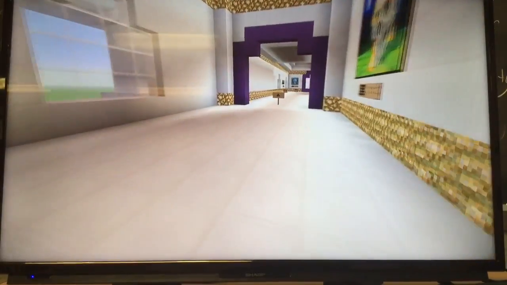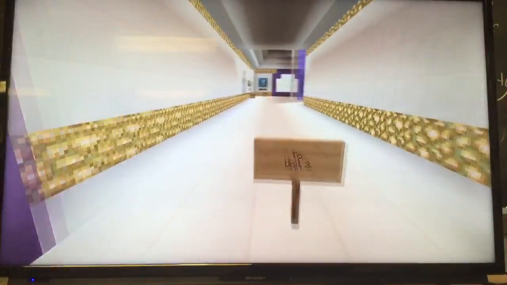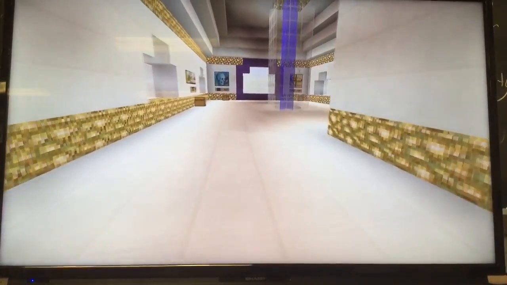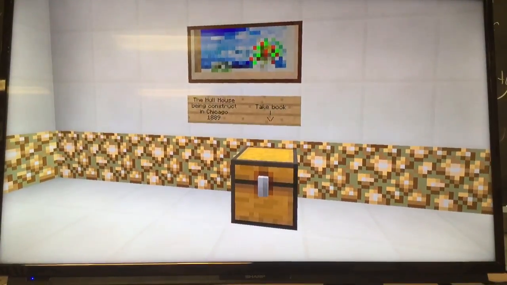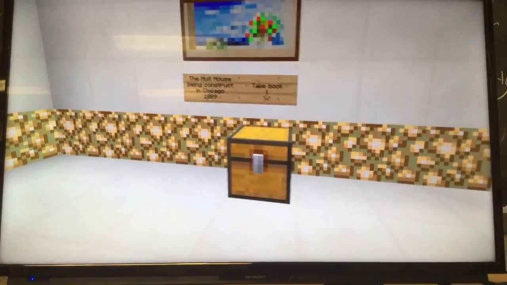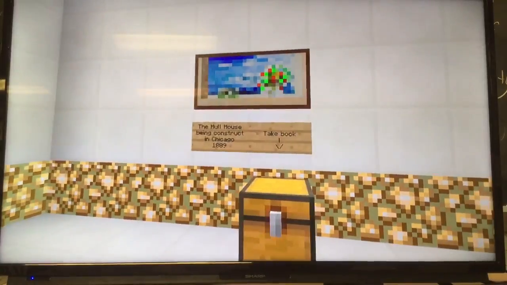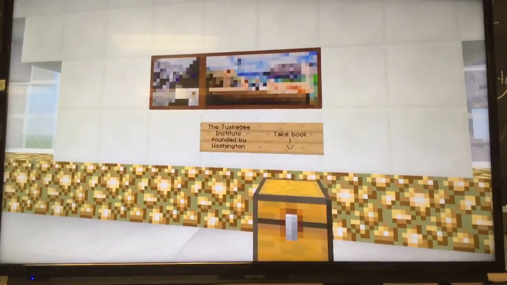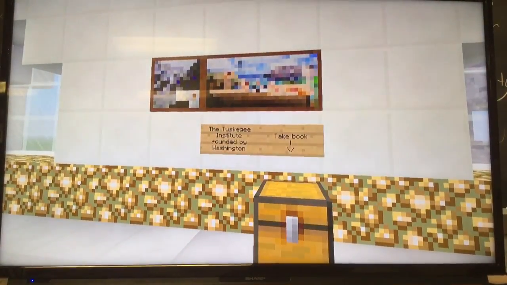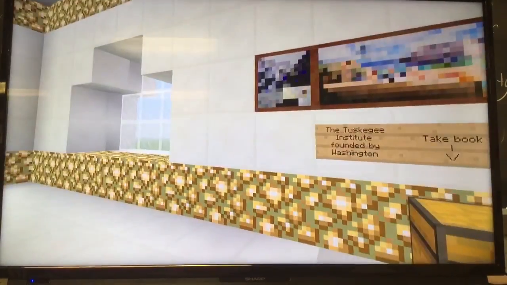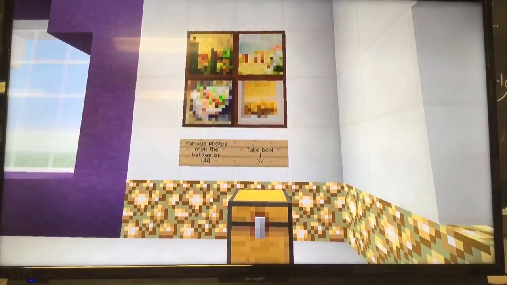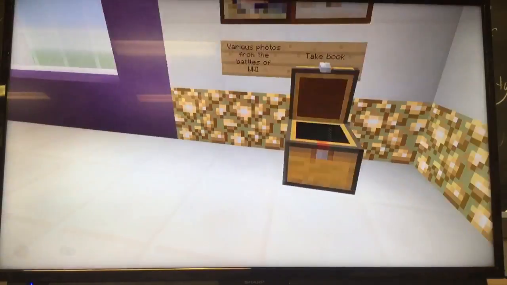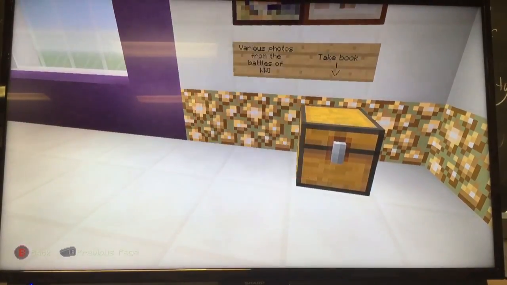Then this is Unit 2 over here, and we had, of course, the 5 areas. We have the Hull House being constructed in Chicago. It's by Jane Addams, our famous woman. We have the Tuskegee Institute, founded by Booker T. Washington, the minority of this unit. We have the various photos from the battles of World War I and more information about them, which was the event. And some more information in there.